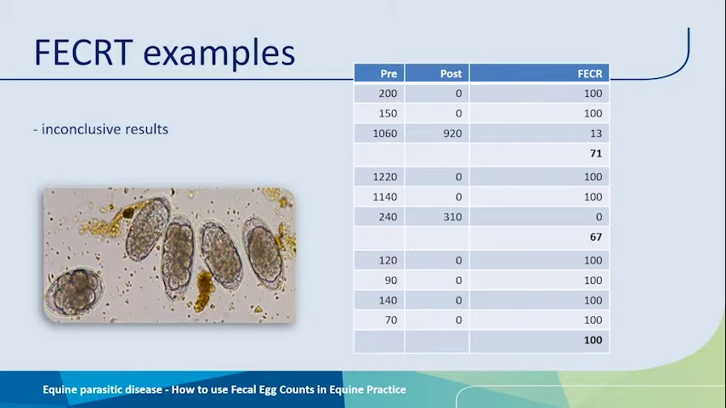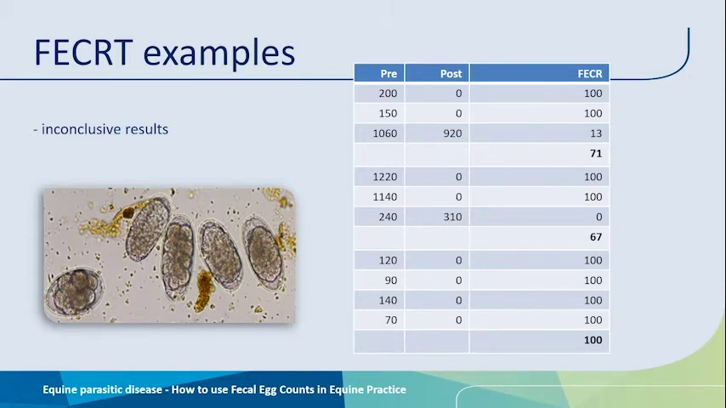So this result is just inconclusive. We can't really say whether there are signs of resistance on this farm or not, and the recommendation is to repeat the tests. Ideally, we would like higher pre-treatment egg count levels, but that is not always the case, and we rarely can just decide what types of egg counts we can get.